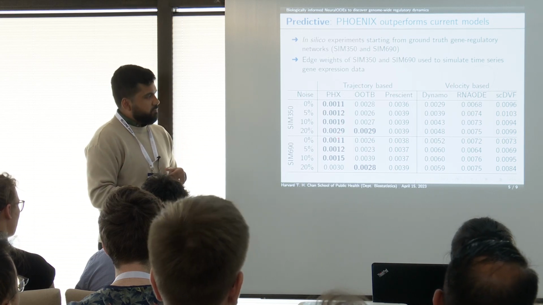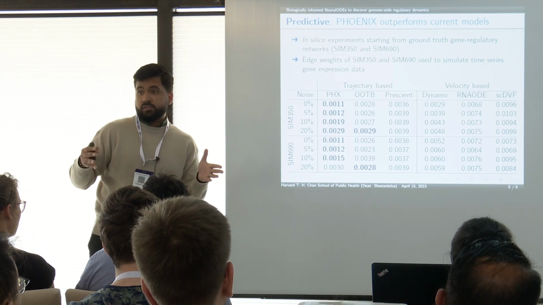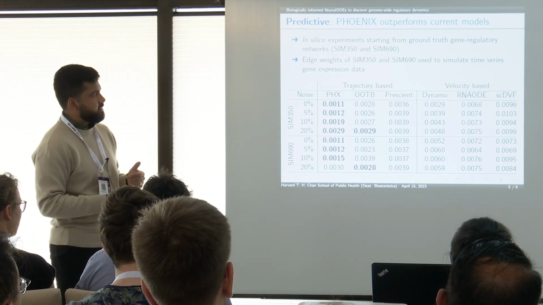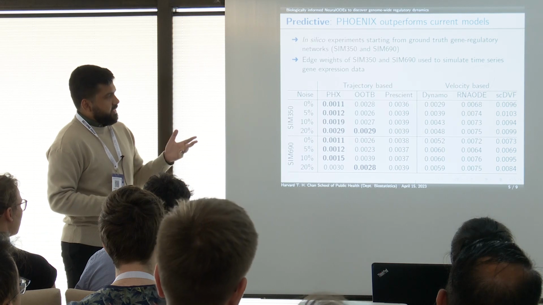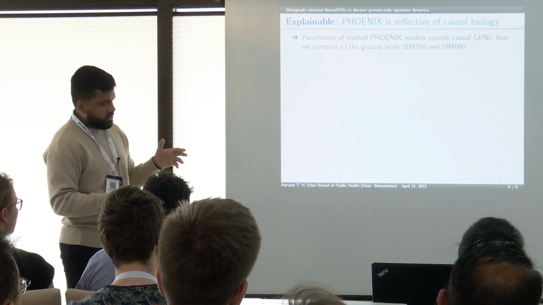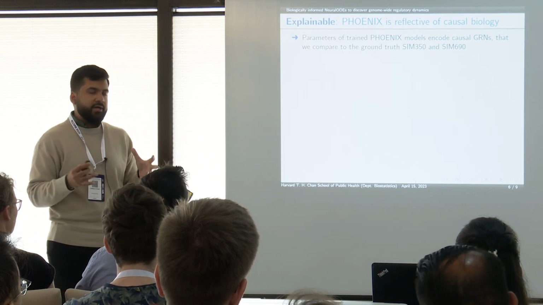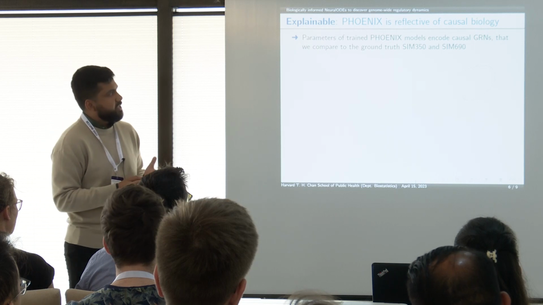So we see that Phoenix outperforms these methods, and outperforms optimistic versions of these methods, right? Because we've also optimized them. The second thing is explainability. As I mentioned, part of the architecture is trying to imbue this prior knowledge or prior information, and therefore we really care about explainability.